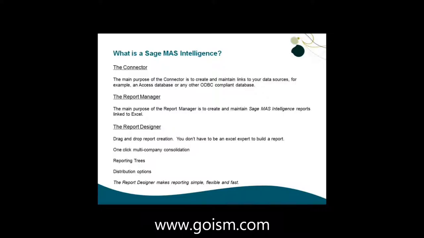Now, with Sage Mass Intelligence, there are several pieces to it. There is a connector, which is essentially to create and maintain links to your databases, for example an Access database or any other ODBC-compliant database. It also lets you consolidate companies within Mass. If any of you have used FRX, you can use reporting trees to combine and make consolidated reports for three or four different companies. The report manager is the basic portion of Sage Mass Intelligence, used to create and maintain the SMI reports linked to Excel.